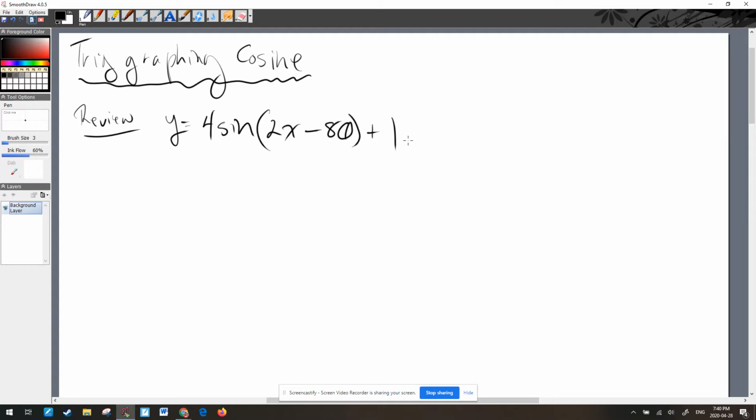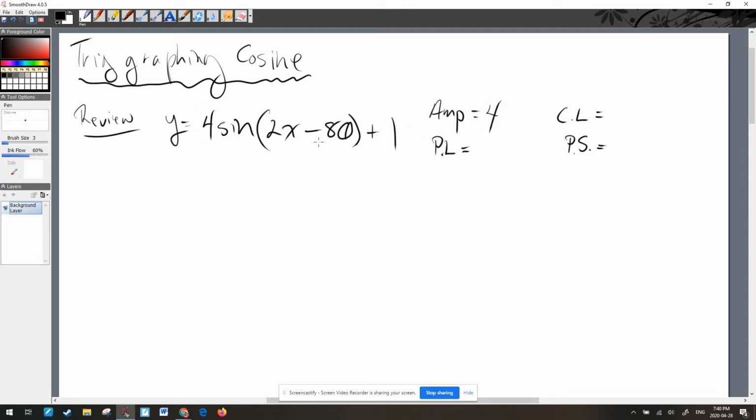Okay, so we look at this and we have to list all the things we're interested in. Remember, there are 4 things that we're going to calculate. It's going to be amplitude, period length, center line, and phase shift. Those are the 4 things that we're going to keep track of when we're graphing a trig function. So the amplitude, remember, comes from the number out front, the a value. So the amplitude in this case is 4.